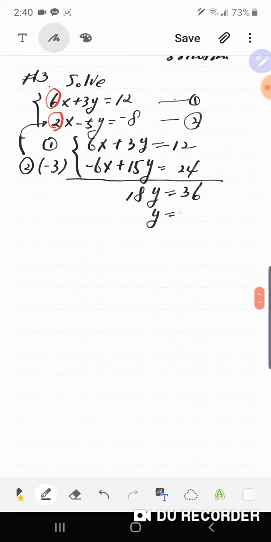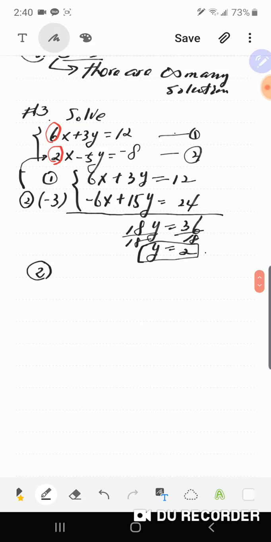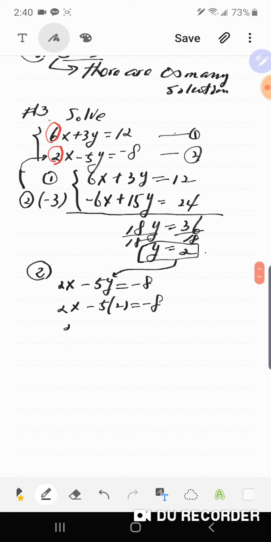Divide each side by 18. Then y equals 2. We found the value of y. Then let's find the value of x. You can use either equation 1 or 2. Let's use equation 2: 2x minus 5y is equal to -8. Replace y with 2. Then 2x minus 5 times 2 equals -8, so 2x minus 10 equals -8.